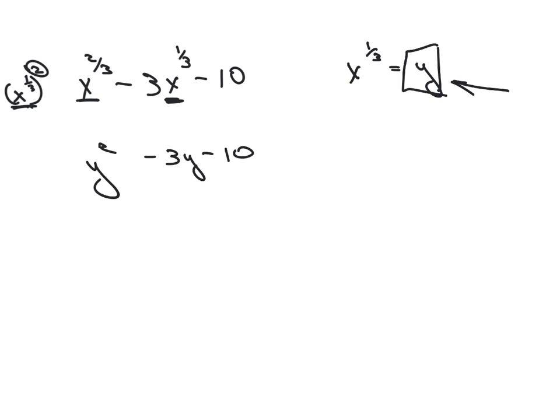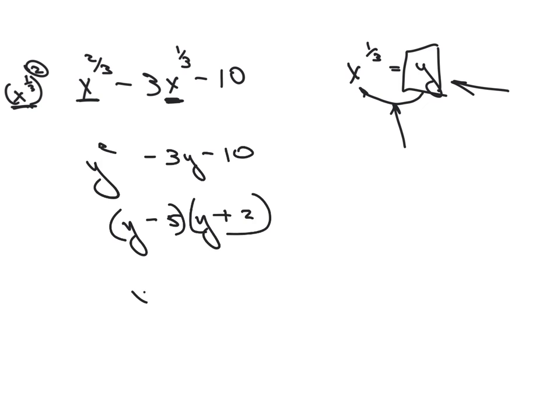All right, so now we can just factor this. And we get that. So now all we have to do is go back up here, and instead of x to the 1/3 equals y, we're going to do y equals x to the 1/3. So now wherever we see a y, we're going to put our x back into its place.